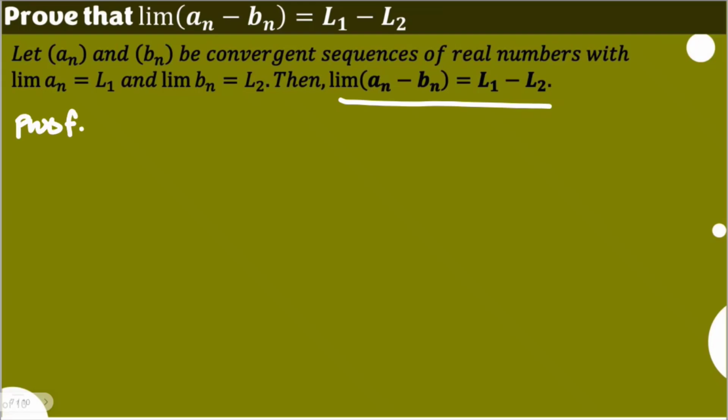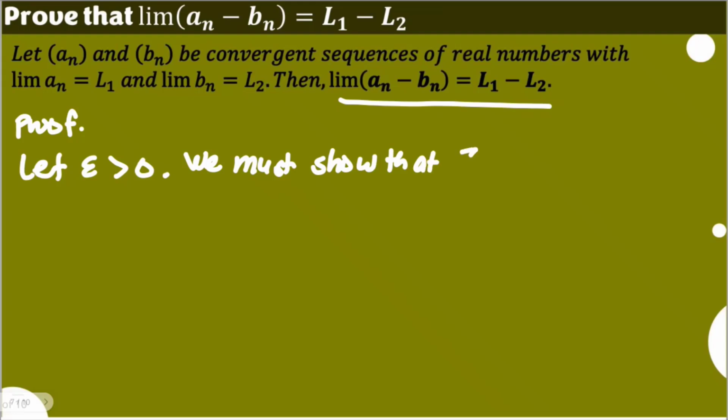So we are going to let epsilon be greater than 0. Epsilon is present here. No matter how small it is, it's already identified here. So what we need to do here is we must show that there exists an integer N. Per definition, the natural number is k, but we are talking here about integer N.